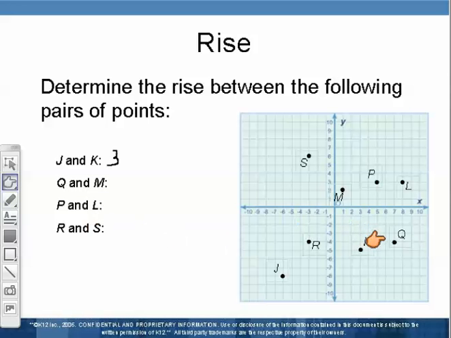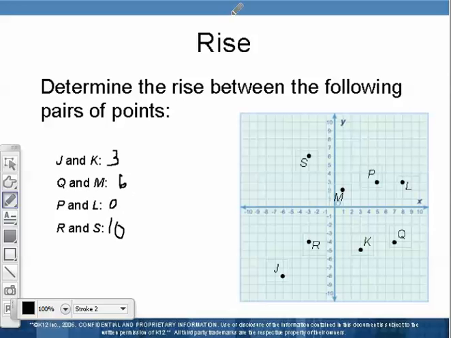between different points. Okay? From Q to M, it goes up 1, 2, 3, 4, 5, 6 units. From P to L, it goes up 0 units. That's important to know. And R to S, it goes up 1, 2, 3, 4, 5, 6, 7, 8, 9, 10. So we found all of them there, so we might as well write them all down. We got 6, we got 0, and we got 10.